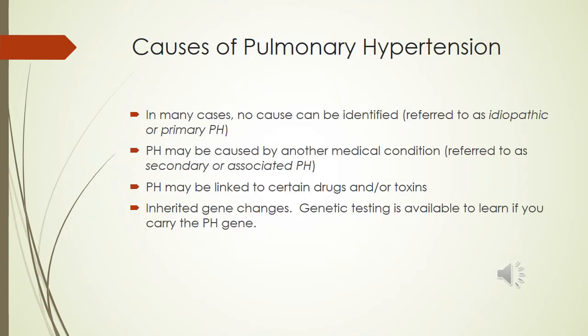In many cases, there may be no cause that can be identified as to the reason for pulmonary hypertension. In these situations, it is referred to as idiopathic or primary pulmonary hypertension. Pulmonary hypertension may be caused by another medical condition, often referred to as secondary or associated pulmonary hypertension. Pulmonary hypertension may be linked to certain drugs and/or toxins. Inherited gene changes. Genetic testing is available to learn if you carry the PH gene.